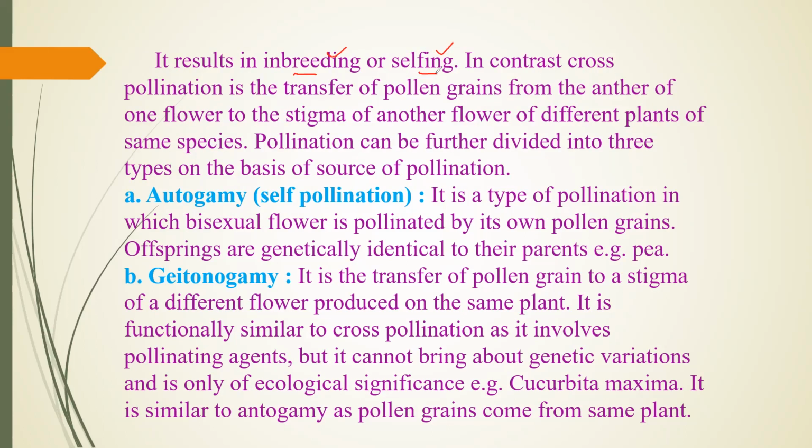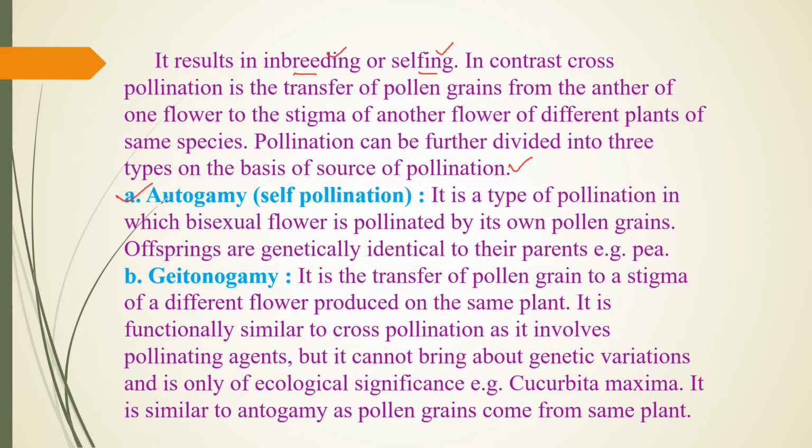In contrast, if we look at cross pollination, it is the transfer of pollen grains from the anther of one flower to the stigma of another flower of a different plant. So cross pollination in turn carries out outbreeding and changes the genetic constituent. But pollination can be further divided into three types on the basis of the source of pollination. On the basis of the source of pollination, it again divides into different types.